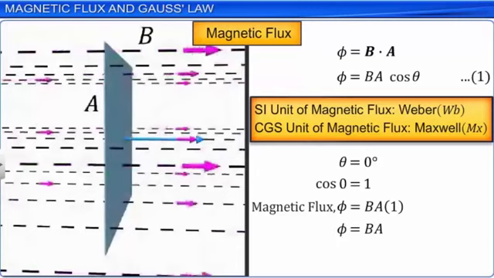When the flux passing through a given area is maximum, the magnetic flux passing per unit area is called magnetic flux density. Then, the magnetic flux density B is equal to phi by A. Let this be equation 2.